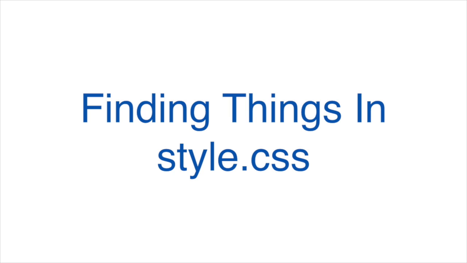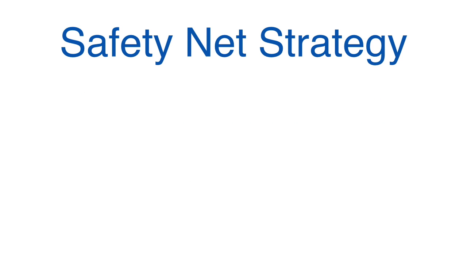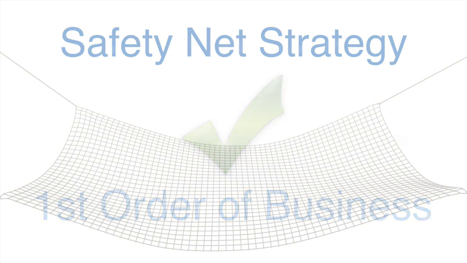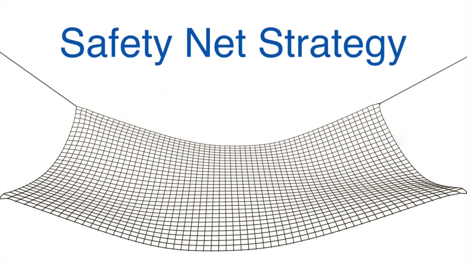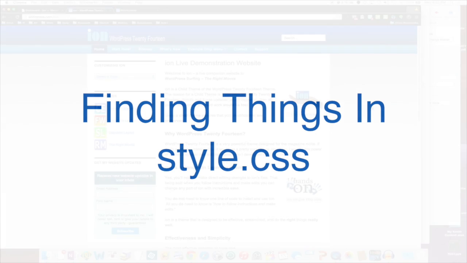safety. When you're working with WordPress themes, it's important to back up anything you're going to work on. To ensure that that happens, I recommend you use the safety net strategy. In fact, when I work with WordPress, the safety net strategy is my first order of business. It allows you to immediately bounce back from any mistakes you might make when changing theme files. Make sure you watch the safety net strategy video. Now let's get on with how to find things in the style.css file.